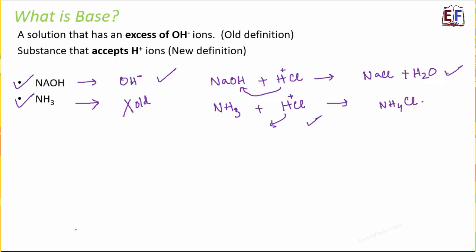So both of these are bases. In the first case, both old and new definitions are true. In the second case, only the new definition is true. So that is why we consider the new definition more generic, because it is true in 100% of the cases, but the old definition is true only in 99% of the cases.